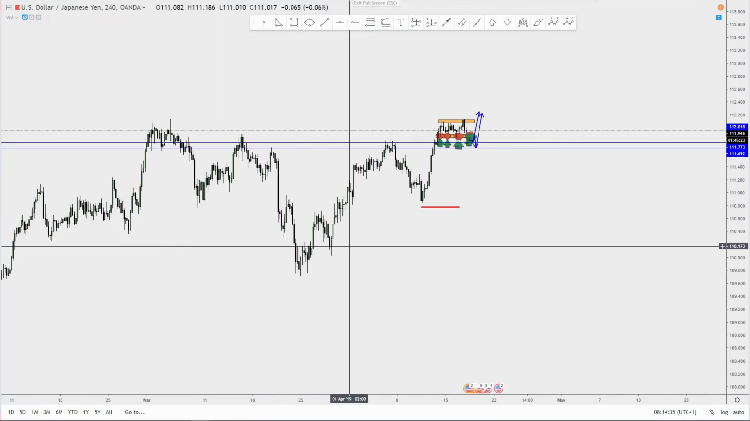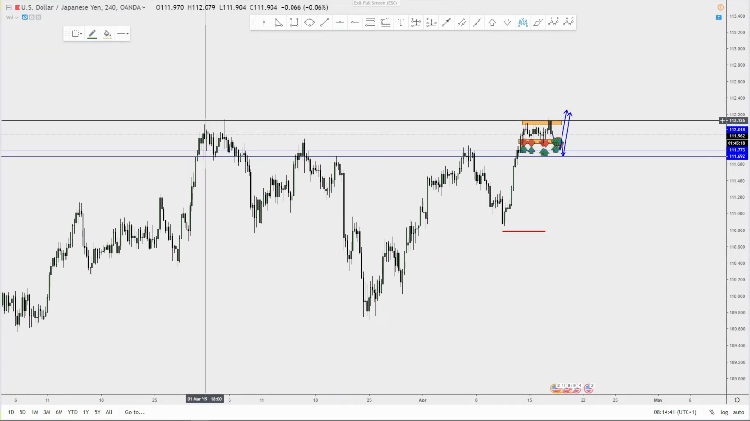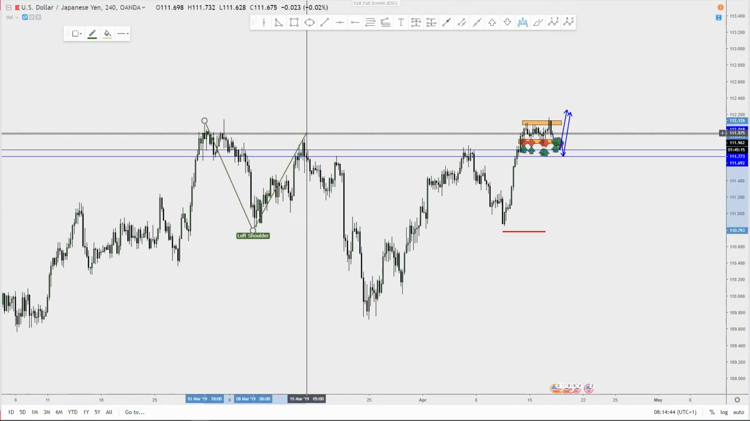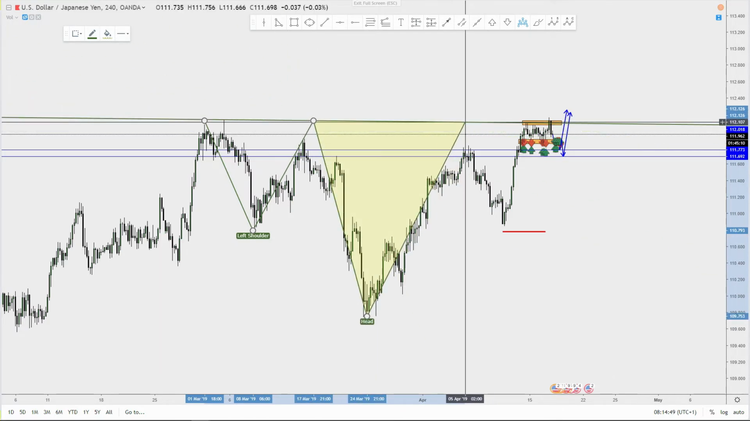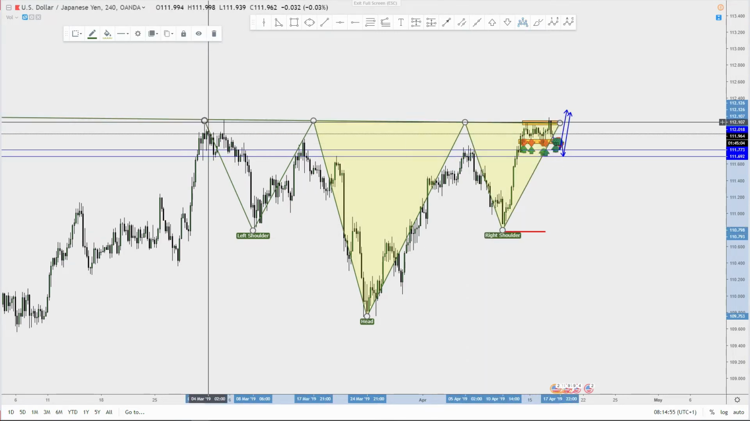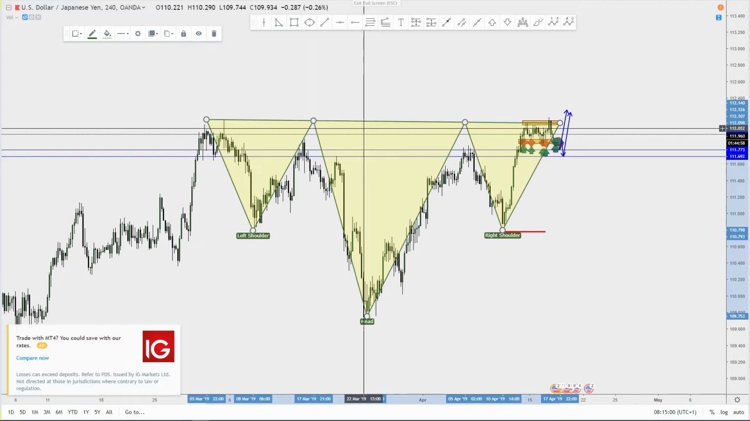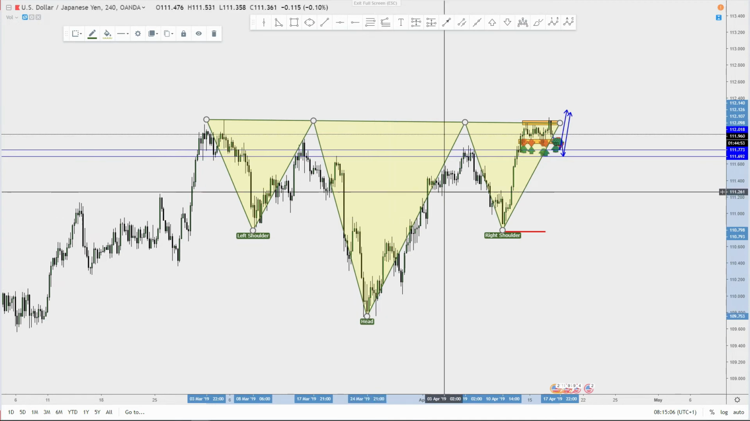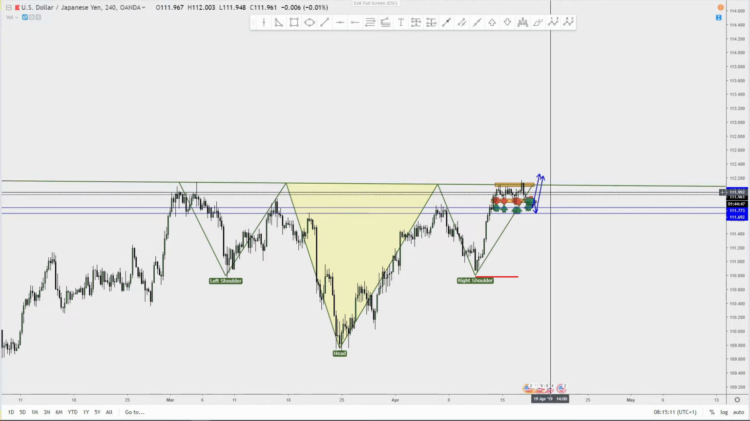So one other thing to note on the 240 is the potential for this inverse head and shoulders. Now it is not the prettiest head and shoulders, and I'll explain why in a moment. And that is because the two shoulders didn't quite make it back to what you would perceive to be the neckline. Nonetheless, it does fit the pattern quite well. So let's see if that plays out. Obviously we get a break. There should be some acceleration.